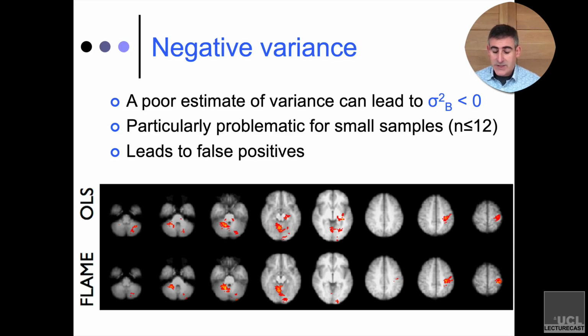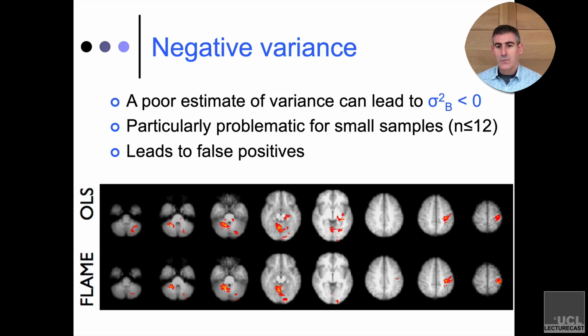But there is additional activation, particularly around the brainstem in the ordinary least squares. I'll just highlight that in the video as we go through. That's not in the more sensitive version, and that's almost certainly a false positive due to this negative estimate of variance.